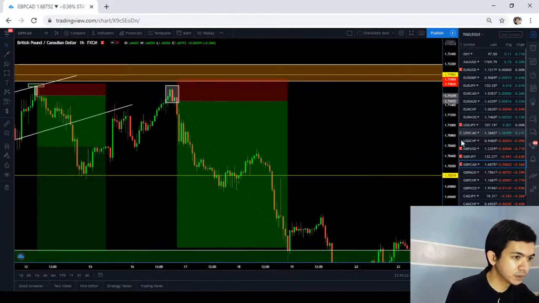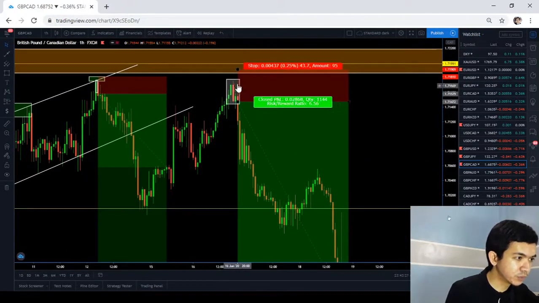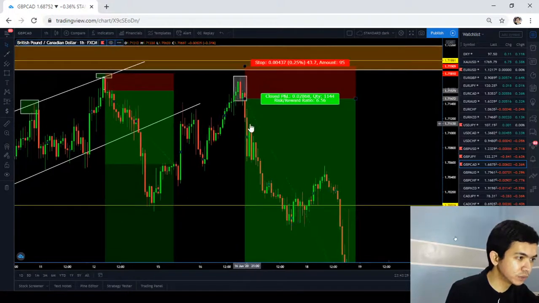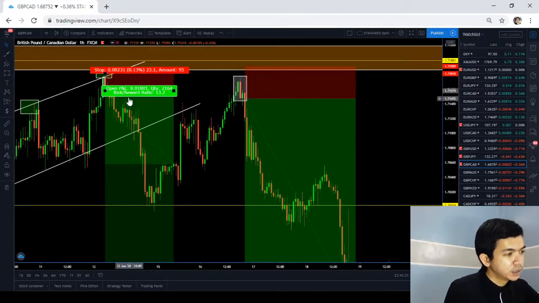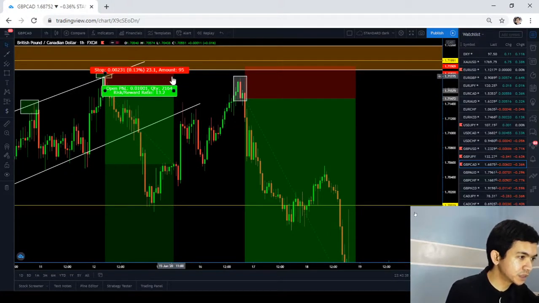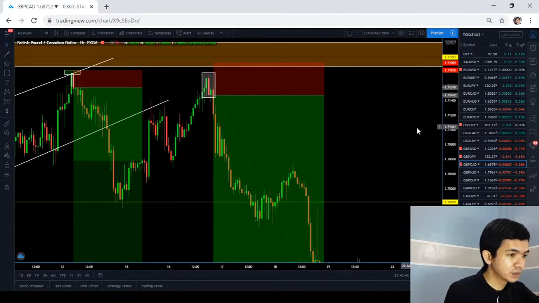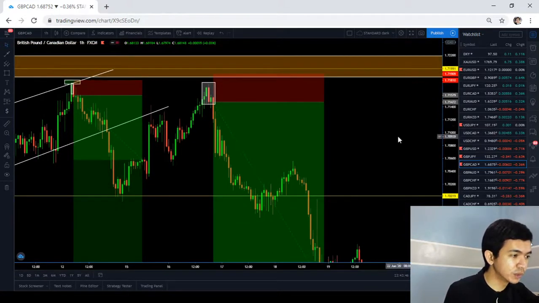So, now what happened? Now I have confirmation that this will continue to go down. I did not exit the trade even when this move happens. Why? I'm still in the trade. My stop loss hasn't been hit yet. So, I'll add more position. Right? So, I can capitalize on every move of the market.